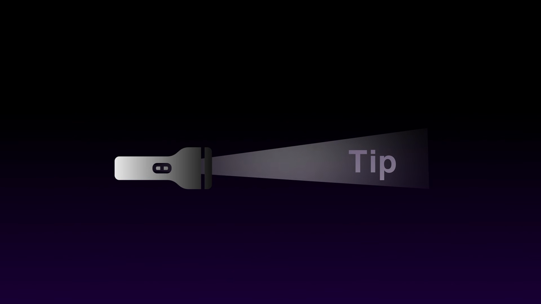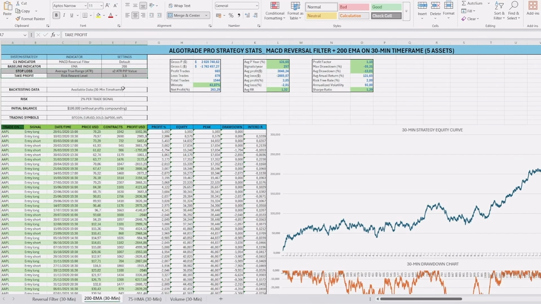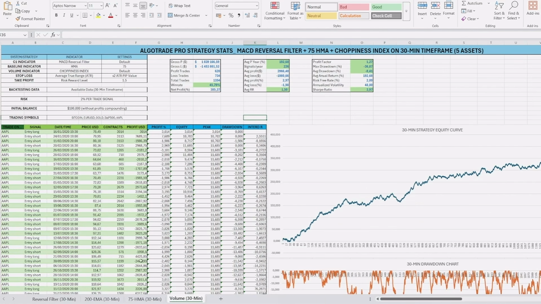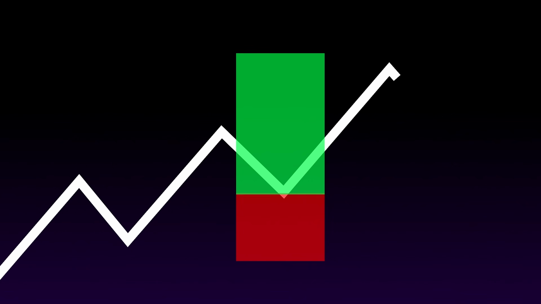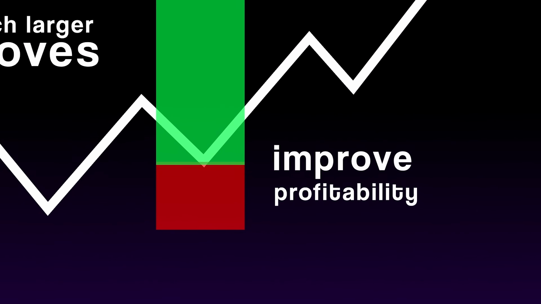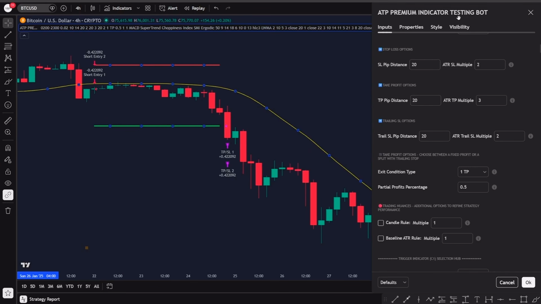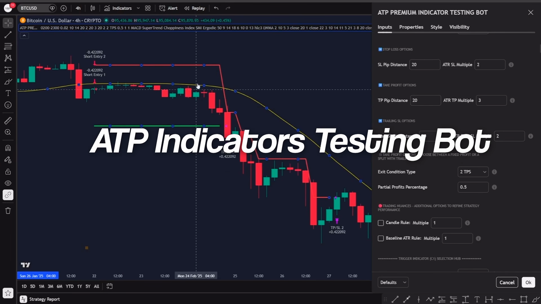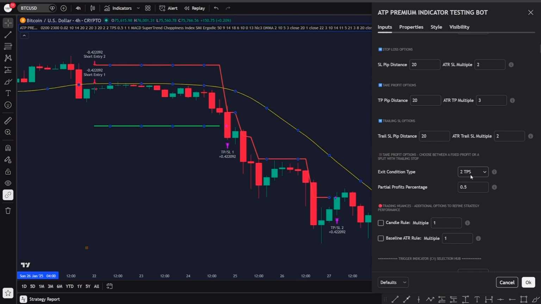And one final tip. In all these tests, we used a fixed 1 to 1.5 risk to reward ratio. But in trading markets, using a trailing stop loss can capture much larger moves and improve profitability. And this is something you can easily test yourself using the ATP indicators testing bot by comparing different exit strategies across multiple assets and time frames.